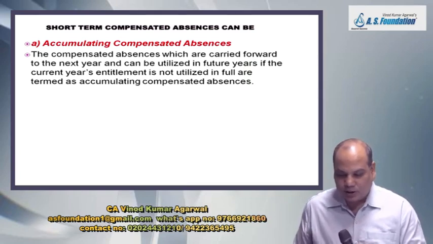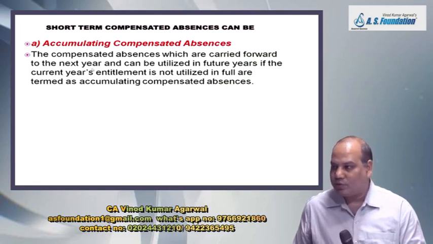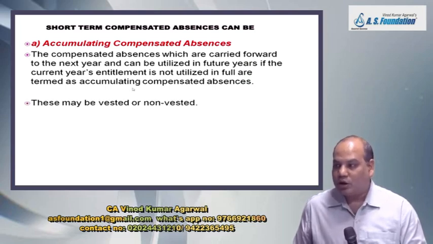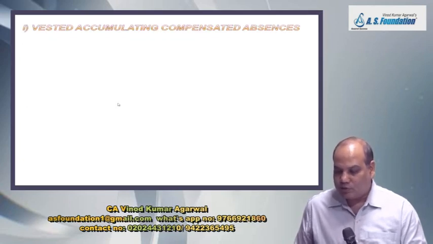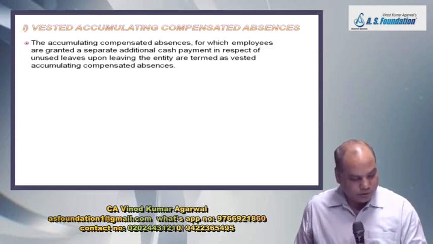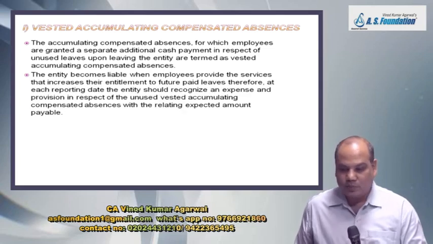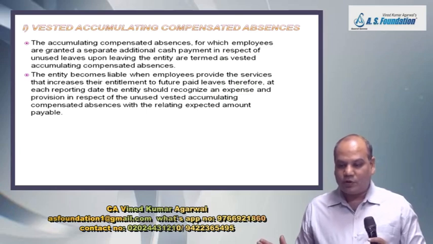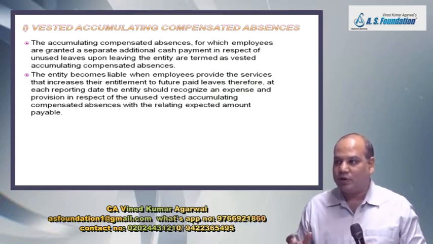So compensated absences which are carried forward to the next year and can be utilized in future year if the current year's entitlement is not utilized in full are called accumulated compensated absences. They may be vested or unvested. For accounting purpose, we have to see first whether it is vested or unvested.